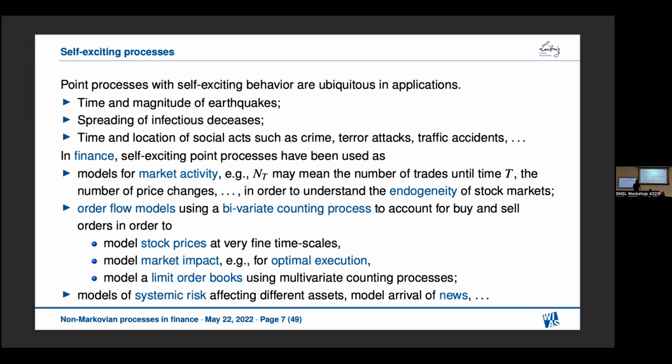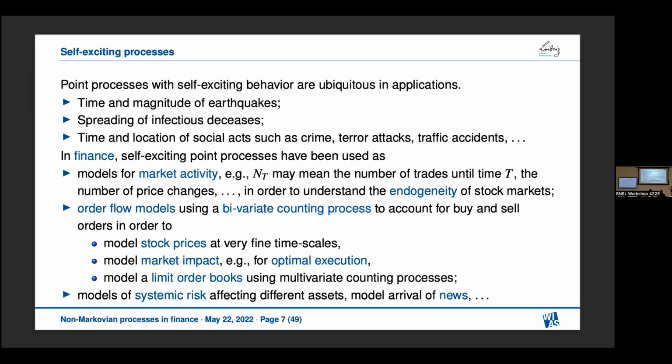So this is one fundamental, very important example of how self-excitation happens in financial markets. But as you see, there are many more. By the way, in this case, you would probably want to use a two-dimensional process or a marked process to distinguish between buy and sell orders.